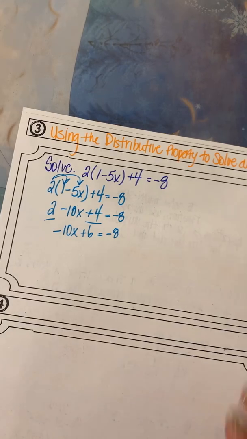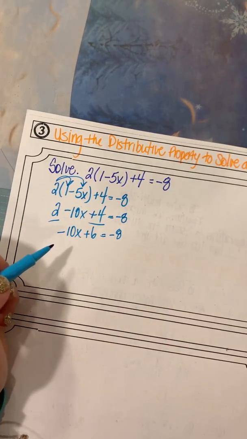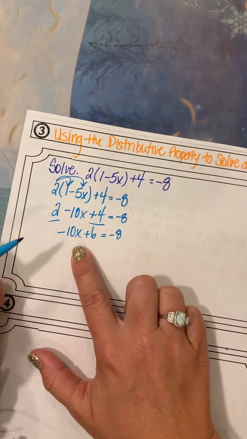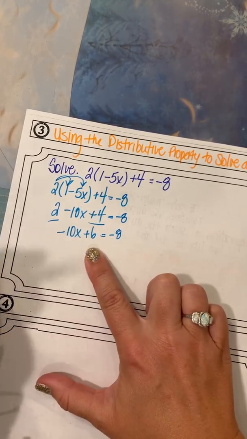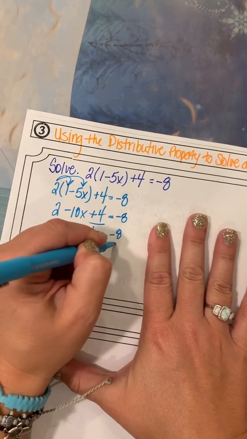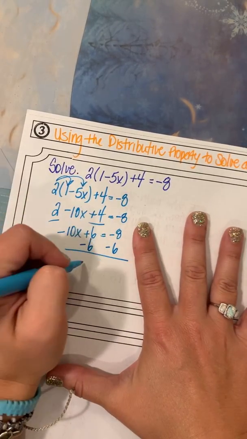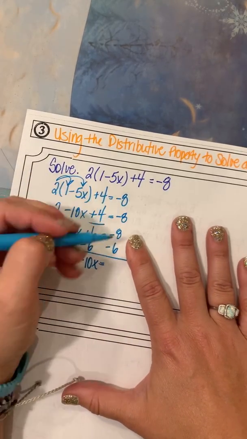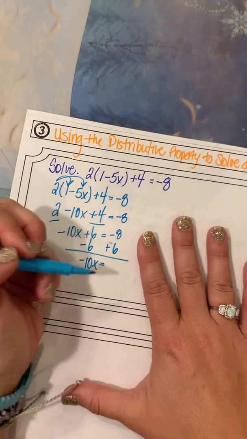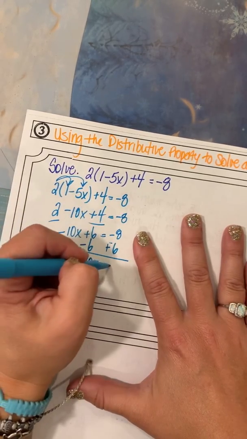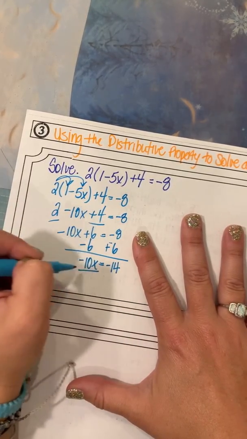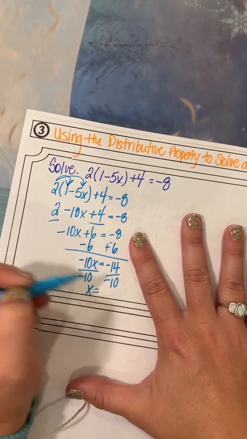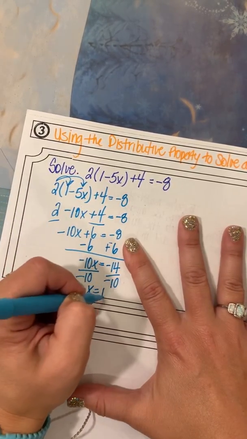Thank you. All right, so back to example 1. Now I have to add or subtract to get my variable term by itself. They give me a plus 6, so I'm going to subtract 6 from both sides. Bring down my negative 10x. Negative 8 plus negative 6 is negative 14. Divide both sides by negative 10. And x is equal to positive 1.4.